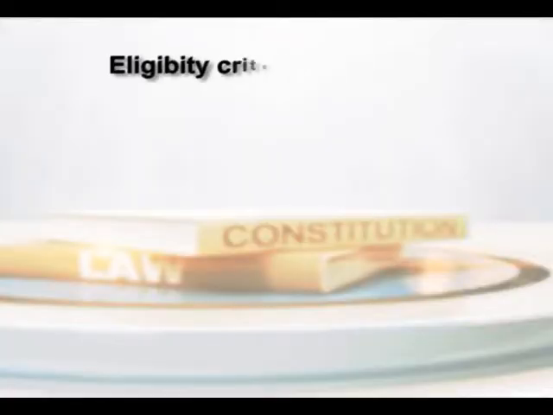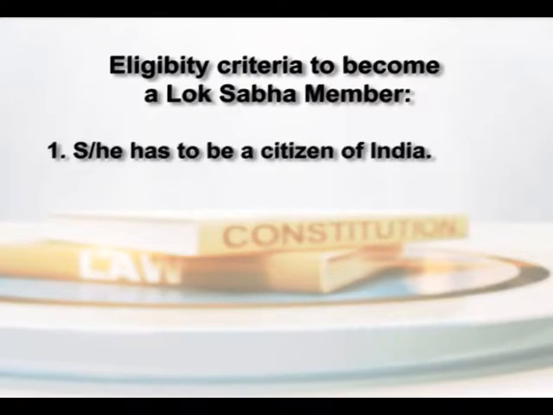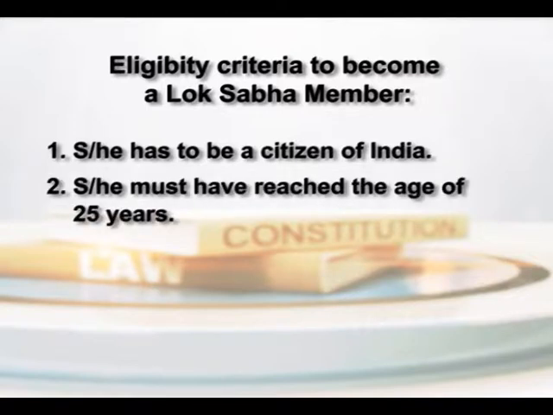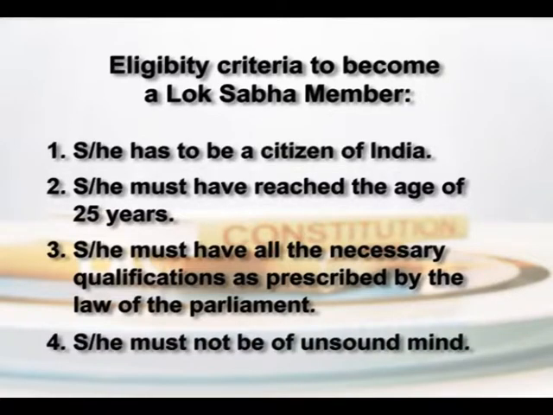Now let us see the essential conditions which are necessary for a person to become a member of the Lok Sabha. First of all, a person has to be a citizen of India. Secondly, he or she must have reached the age of 25 years. Thirdly, the person must have all the necessary qualifications as prescribed by the law of the Parliament. And finally, the person must not be of unsound mind.